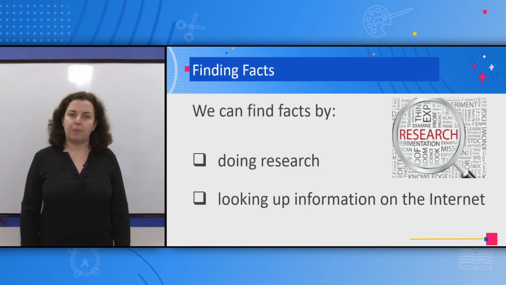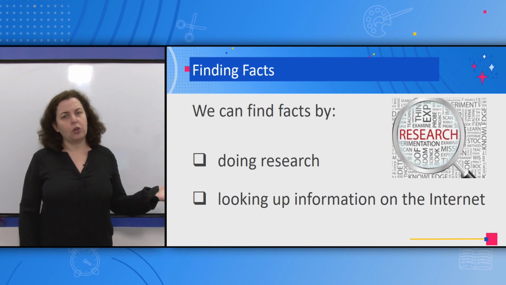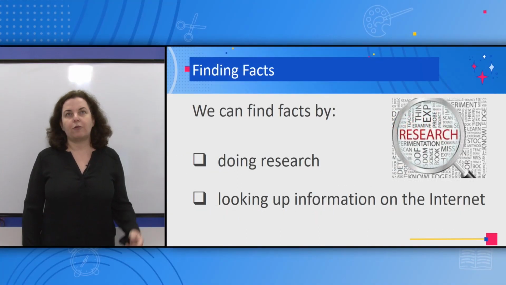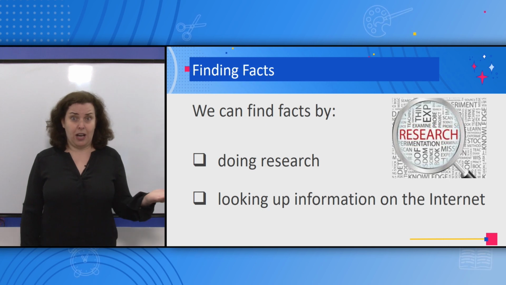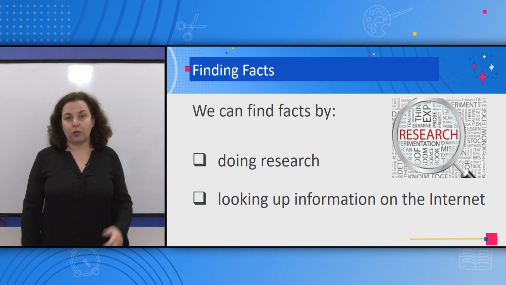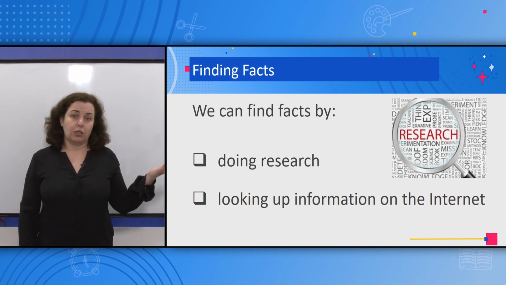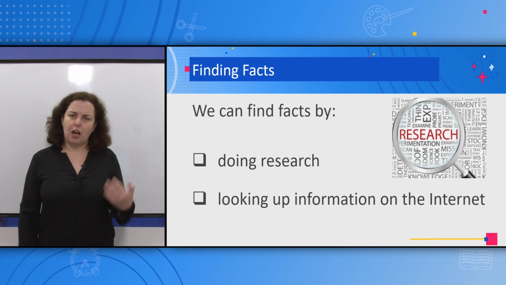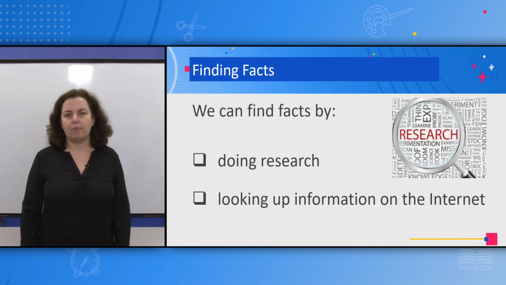We can find facts by doing research in books, in encyclopedias. We can find facts by doing research in a lab, in a laboratory. We can find facts by looking up information on the internet or in books, of course. For example, if I want to find facts about a country that I've never visited, I go to books. I go to an encyclopedia, I go on Google, I go to different books I find about the topic that I want to research, to find information about the fact.